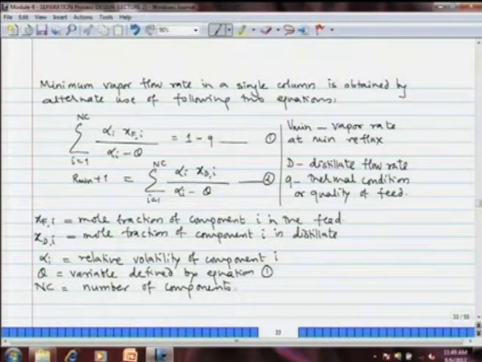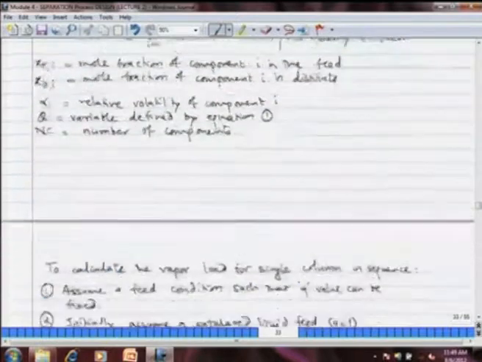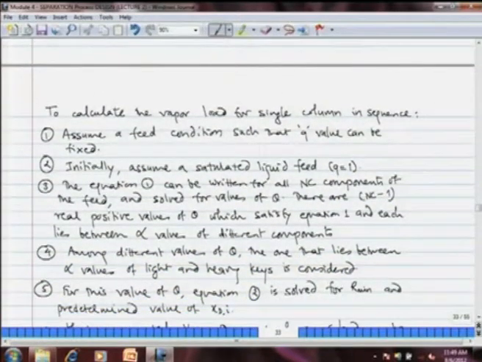Then the second equation is R minimum plus 1 is equal to summation i running from 1 to NC alpha i into x_Di divided by alpha i minus theta. D stands for distillate. So, x_Di is essentially the mole fraction of component i in distillate, and then you have to first obtain the value of theta, which is a variable defined by equation 1, and then substitute that in the second equation. Now, depending on how many components you have, the number of theta values will vary.